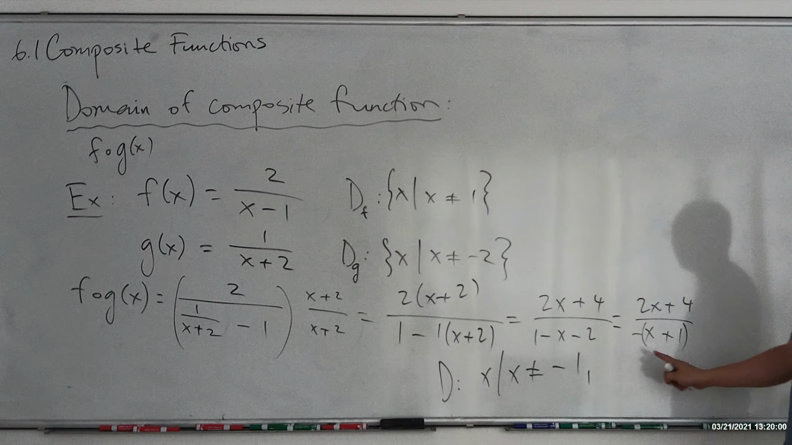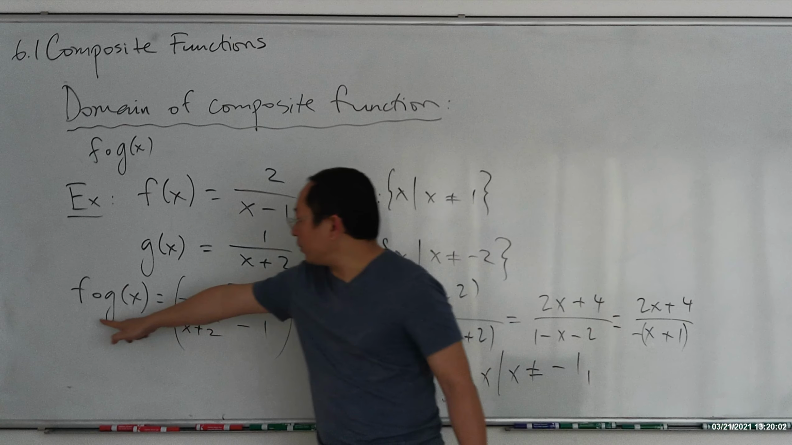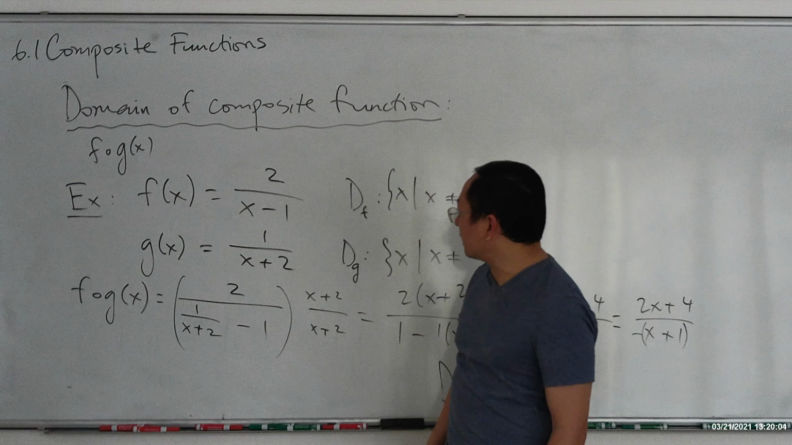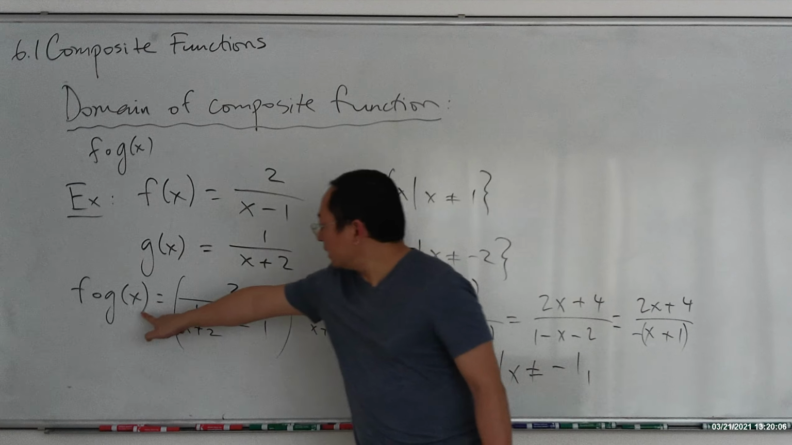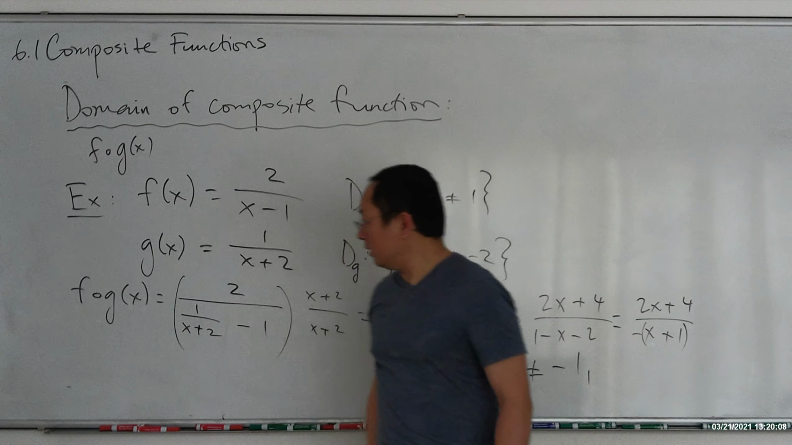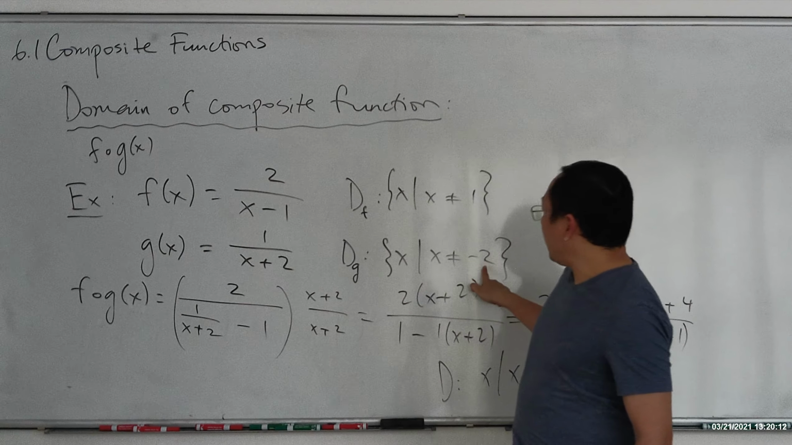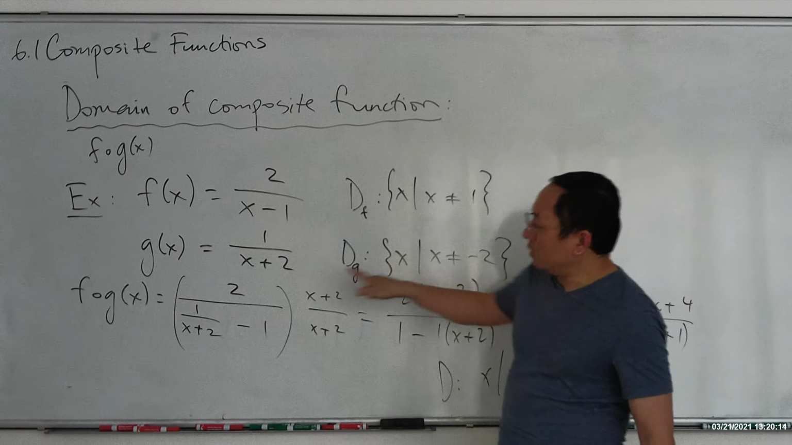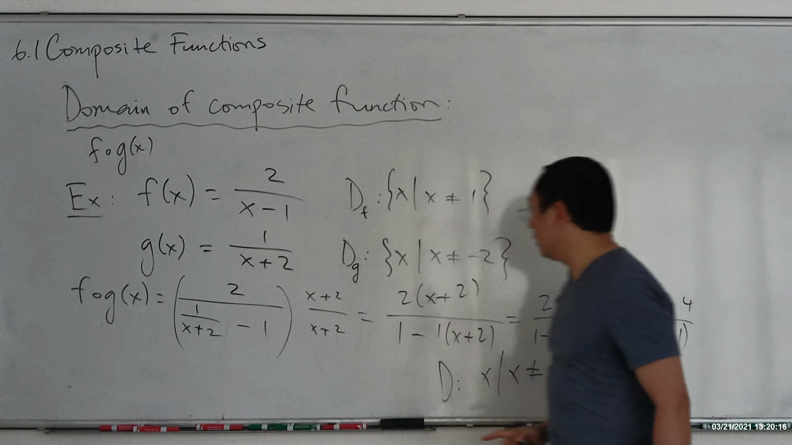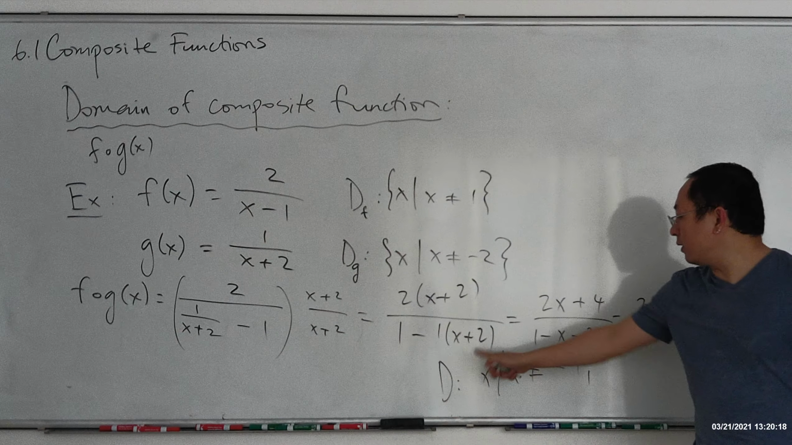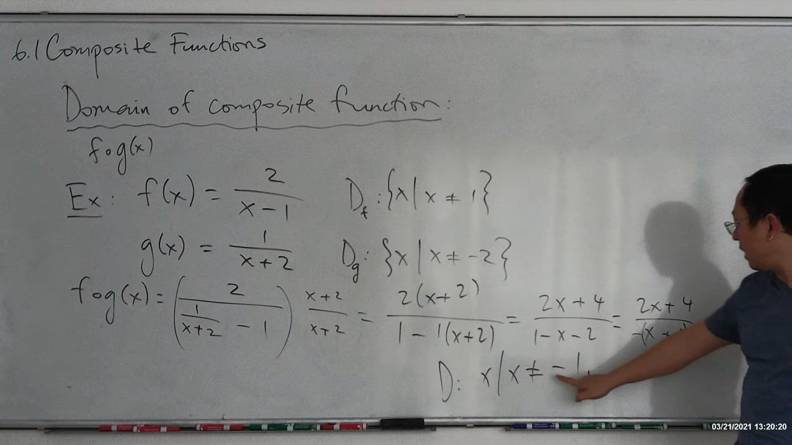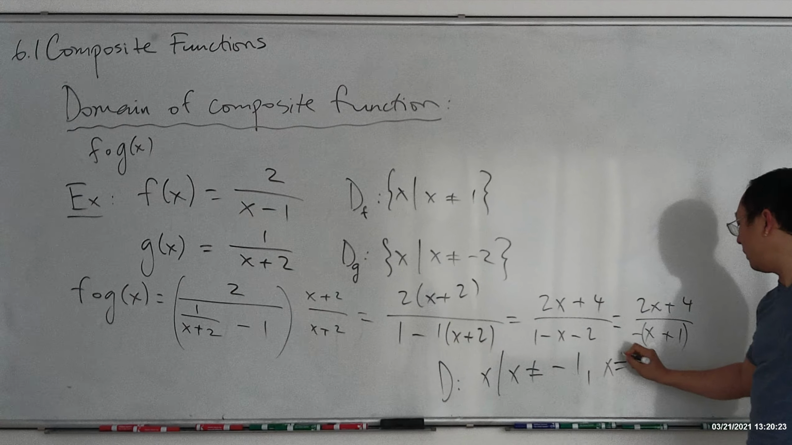This is just the domain for the final product of f of g of x. The input x cannot be -2 as well, because if x is -2, you can't even plug it into g. So actually the domain for the entire composite function is x cannot be -1, and x cannot be -2.